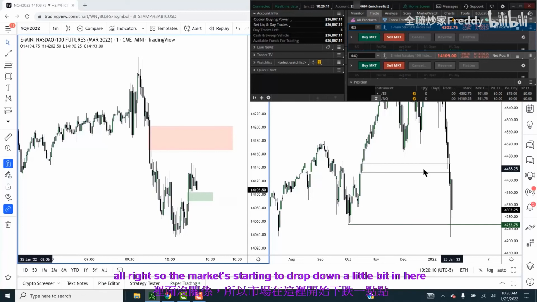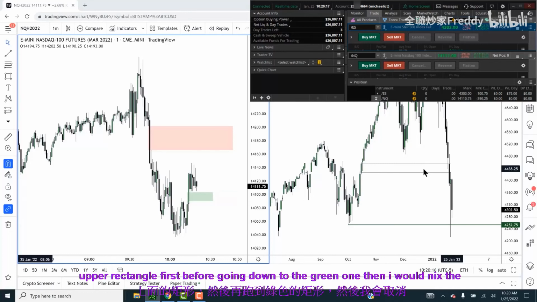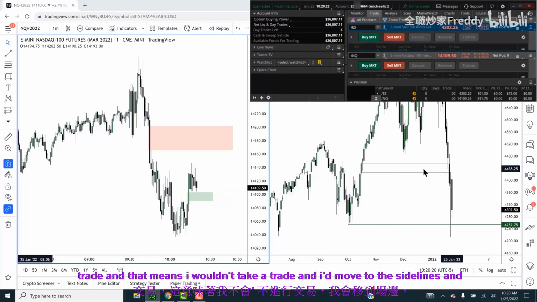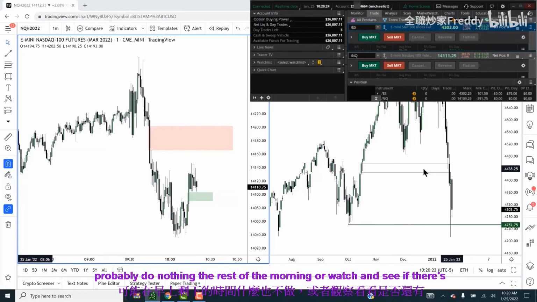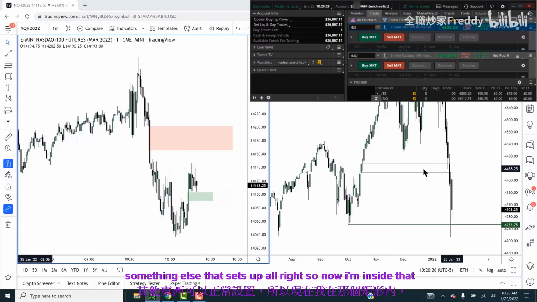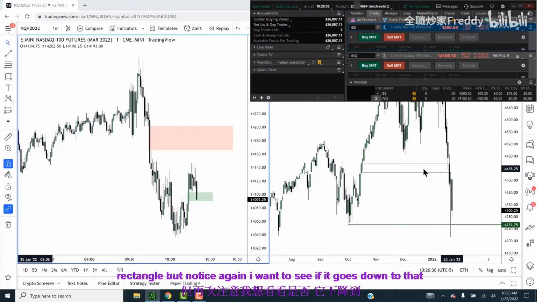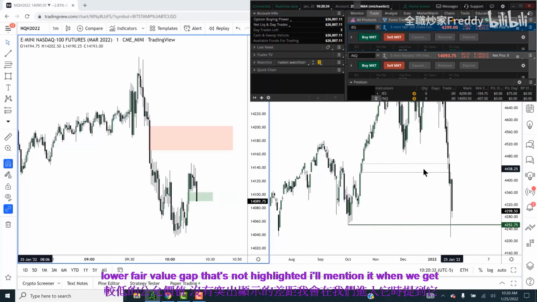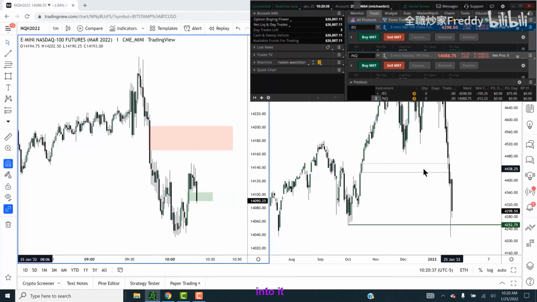All right, so the market's starting to drop down a little bit in here. And let's say, for instance, that it runs up into that upper rectangle first before going down to the green one. Then I would nix the trade, and that means I wouldn't take a trade, and I would move to the sidelines and probably do nothing the rest of the morning or watch and see if there's something else that sets up. All right, so now I'm inside that rectangle, but notice again, I want to see if it goes down to that lower fair value gap that's not highlighted. I'll mention it when we get into it.